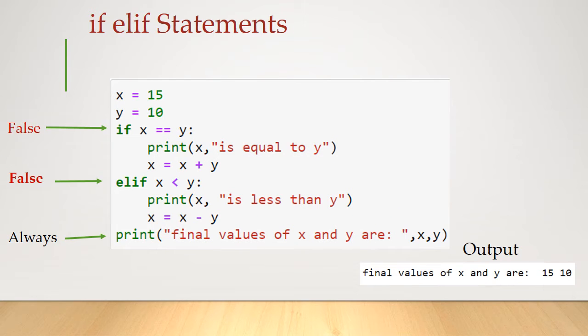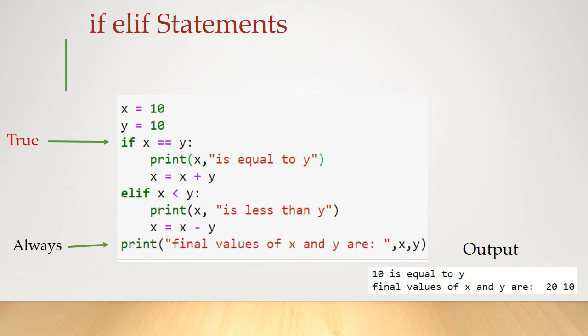So let's examine the previous example, but assign x the value 15 and assign y the value 10. We evaluate the condition x is equal to y. That evaluates to false. Control of the program goes down to the else if statement. We evaluate the condition x less than y. That's false. So the control of the program goes to the final print statement under the else if construct, and the print statement final values of x and y are 15 and 10. Note that neither block under the if or the else if is executed because both of those conditions evaluate to false.